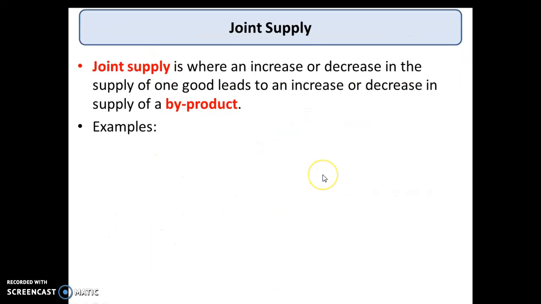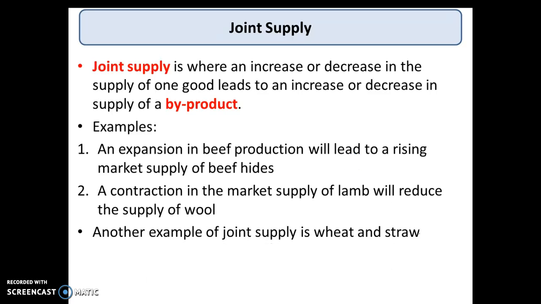Now, we have a quick concept of something called joint supply. This is important because it looks at the idea that sometimes if there's an increase or decrease in supply of one product, it leads to an increase or decrease in supply of a further byproduct. So, for instance, let's think about the production process. We may have a situation like the beef market. For example, an expansion in beef production will lead to a rising market supply of beef hide. So we kill some cows for our Sunday dinner. There's going to be a lot of skin left over, which we can often use in the manufacturing of clothing.